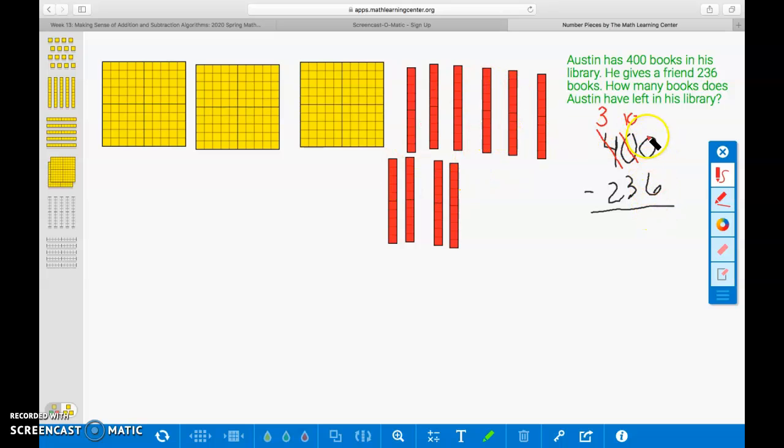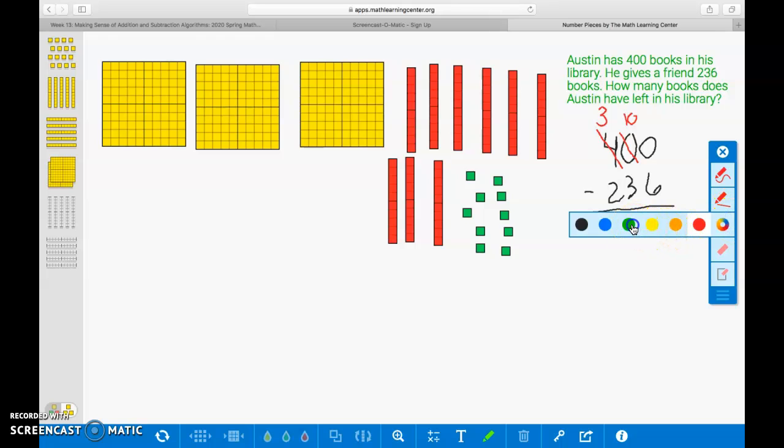But I still can't take away anything here with the 0, so I'm going to have to decompose or regroup a 10. I'm going to change this to green so we can see and decompose it. 2, 3, 4, 5, 6, 7, 8, 9, 10. So we now have 10 tens. So I'm going to come and change this 0 to a 10 because we now have 10 ones. But I'm also going to change this 10 in the tens place because we had to regroup or decompose a 10 to make ones. So we now have 9 tens. I'm going to make a 9 up here.